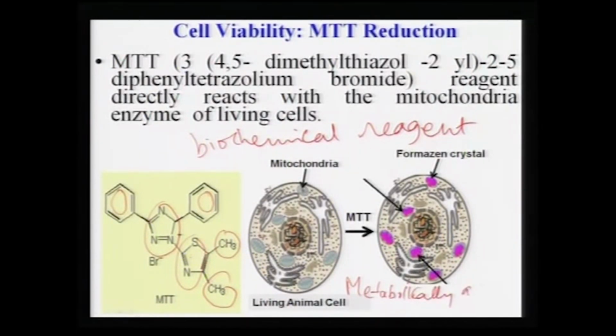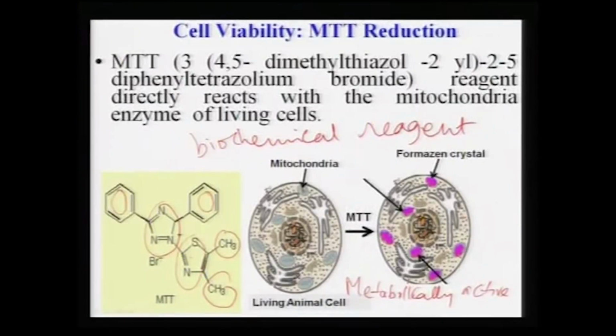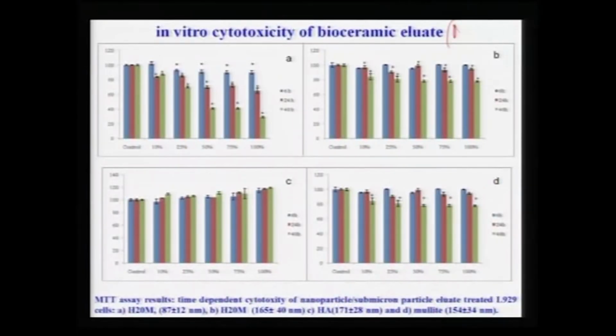Metabolically active cells means mitochondrially active cells, that means their mitochondria are still active. The mitochondria is known as the powerhouse of the cell, like all this ADP, ATP transformation, everything occurs in the mitochondria. So, that means the mitochondria is active, meaning cells are getting enough energy for their survival. So, that is the basis for the MTT reduction process. Now, these are the MTT results.